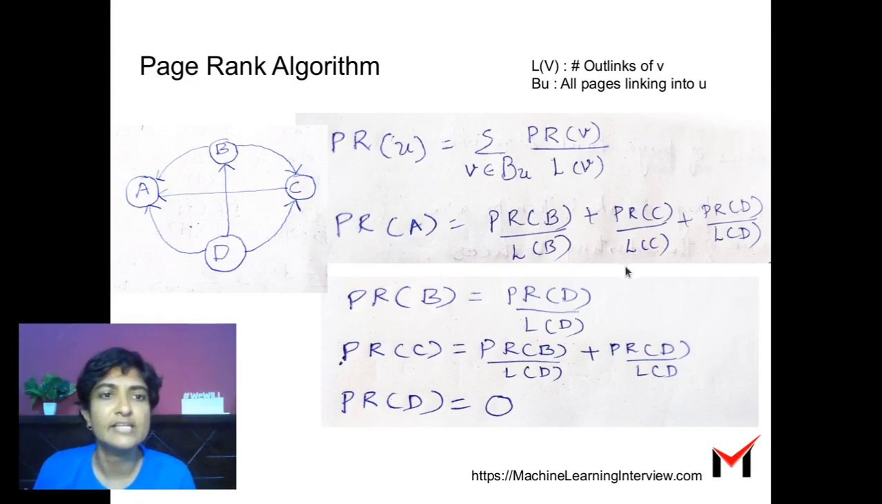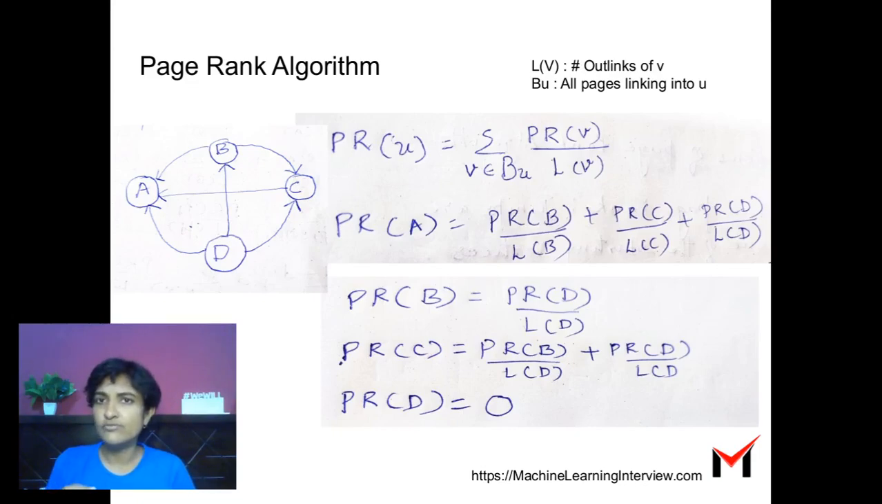So if we just look at the computation here, PageRank of A is nothing but PageRank of B divided by outlinks of B plus PageRank of C divided by number of outlinks of C plus PageRank of D divided by number of outlinks of D. And this is because all the other documents are linking into A. Now, if I take the document B, there is only one in-link. So PageRank of B is nothing but PageRank of D, which links into it, divided by number of outlinks of D. Similarly for C and D. And we see that for D, since there are no in-links at all, there are no terms that I can write here. So this is based on the random surfer model.